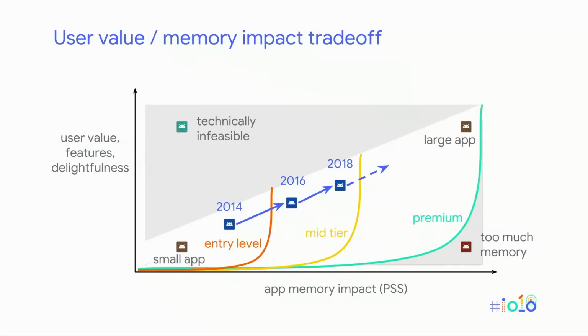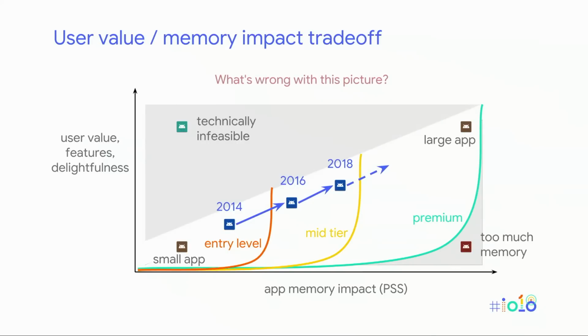So the points that I want to say here, the takeaways: anything you can do to improve your application's memory efficiency is good. So if you can move to the left on this graph, so less memory use without sacrificing user value, that's great. And just be aware that when you're adding new features, while it can be good for mid-tier and premium device users, there might be a negative consequence for these entry-level devices.